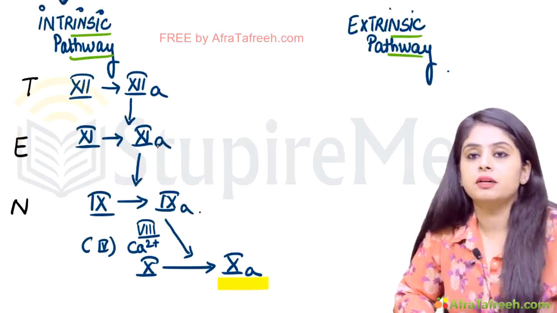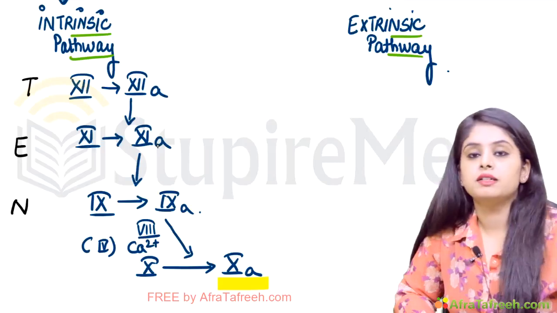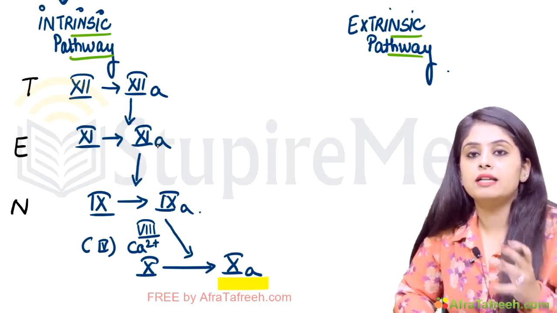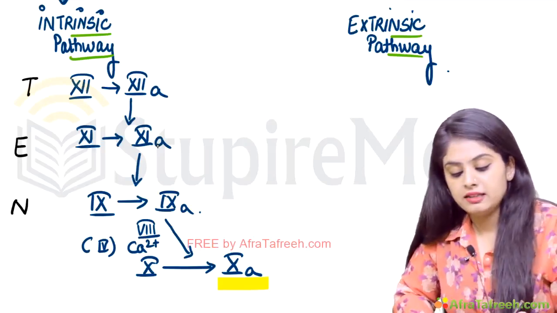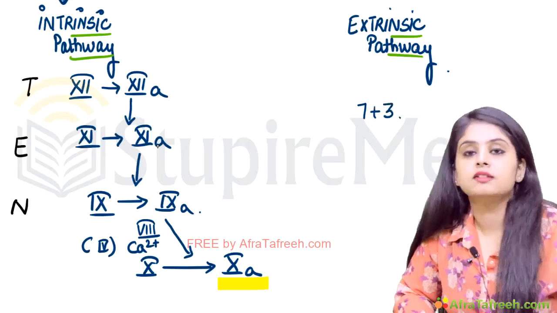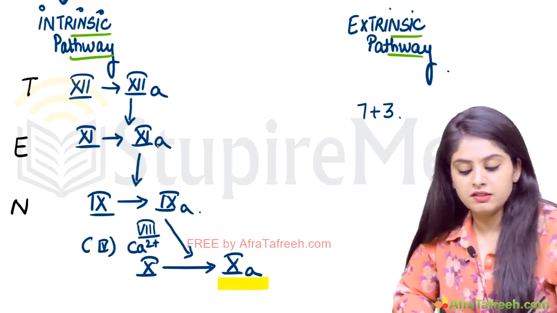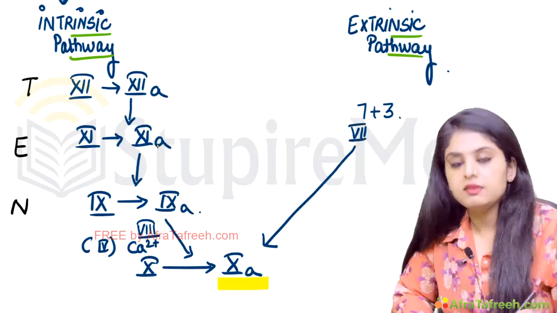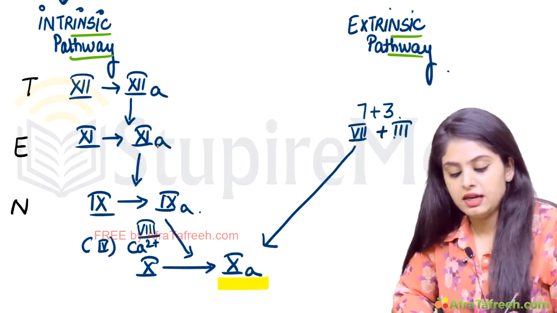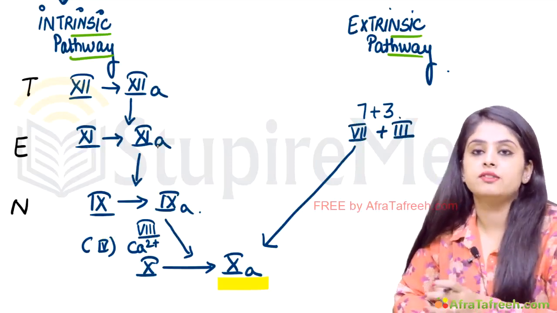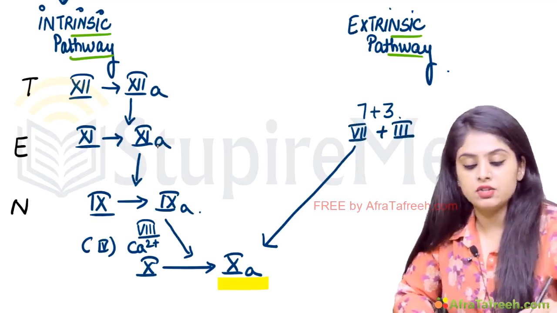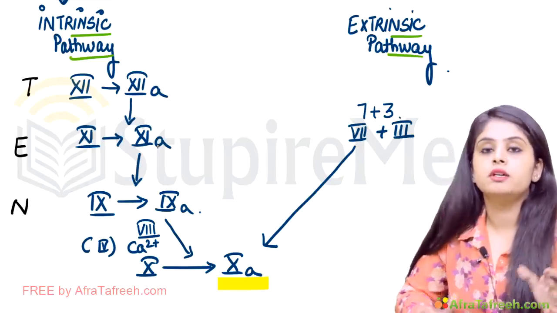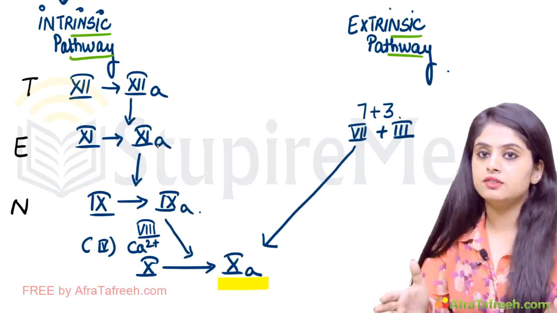What about the extrinsic pathway? Now in the extrinsic pathway, again we are going to take the same mnemonic of 10. But over here we are going to add a little bit of mathematics to it, and this will include two factors, that is 7 plus 3. So 7 plus 3 also amounts to 10. Factor number 7 and factor number 3 are the two factors that are going to play a role in the extrinsic pathway, resulting in the activation of factor 10 into 10A.